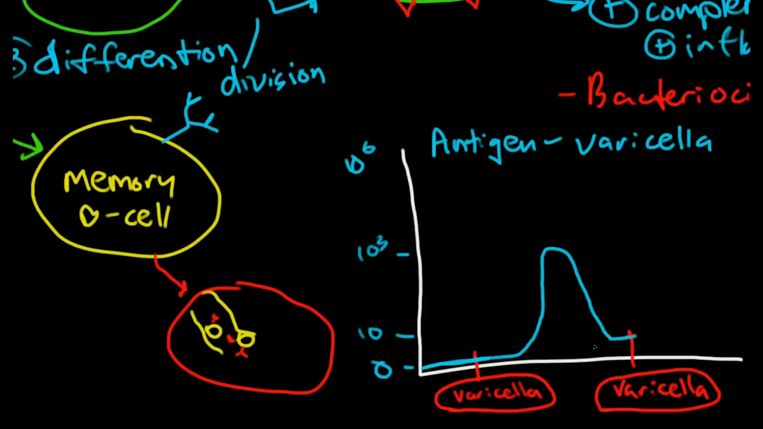And also the memory B cells, when they differentiate, are already starting out with a significant number, so they're going to divide and double much, much quicker. So we're not going to have much of a delay, and it's going to ramp up very quickly, and it's going to go much higher than it did before, and we're going to get rid of the infection likely even before we have symptoms. Okay, so that is how primary and secondary immune responses occur.